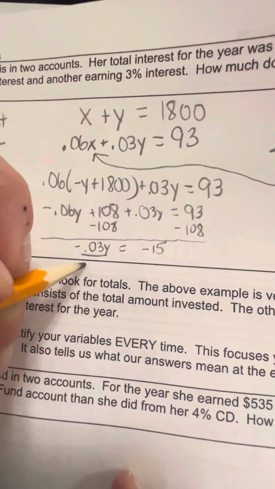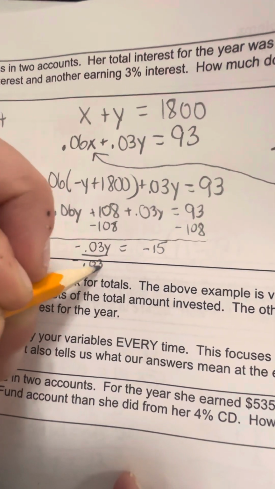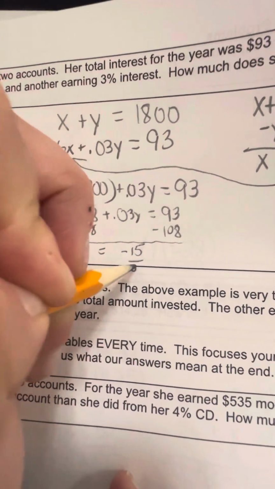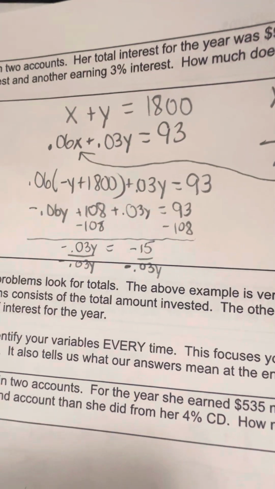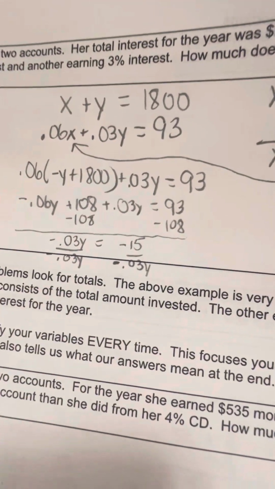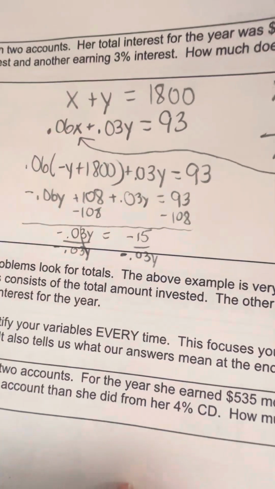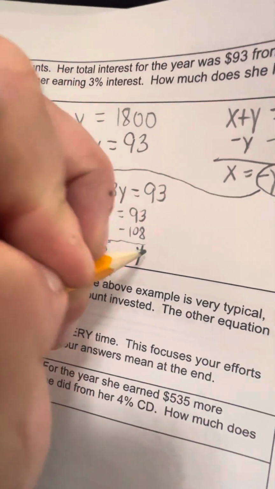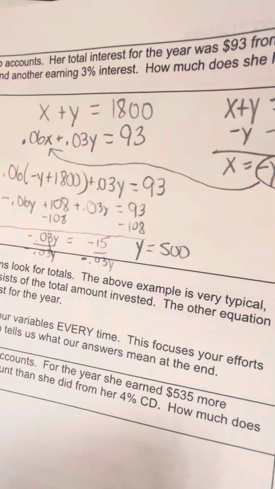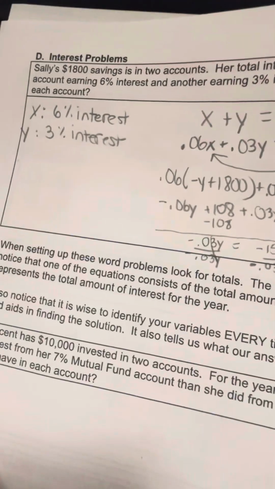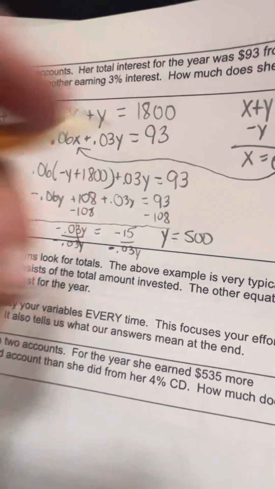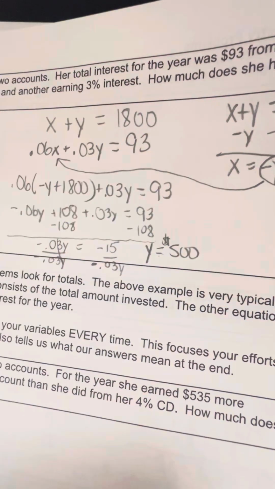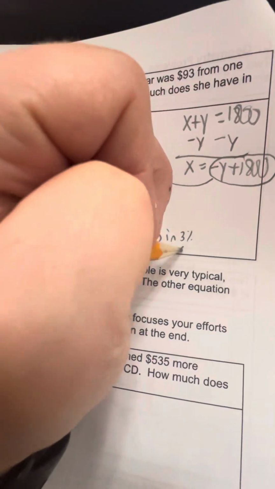Then I'm going to divide both sides by negative 0.03. Again, you have negative values, but you're dividing by a negative, so it ends up being fine at the end. That's going to cancel, and that's going to leave me with Y is equal to 500. So in the 3% account, you have $500. So that's $500 in the 3% account.